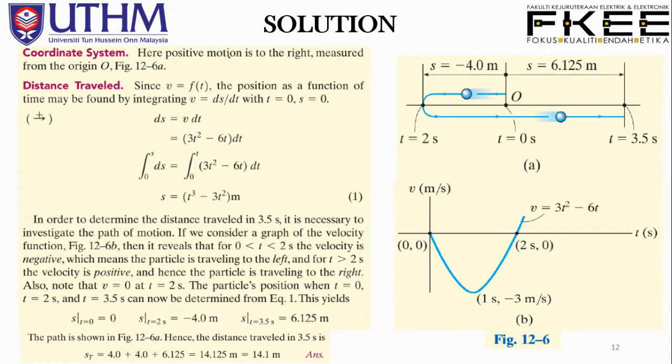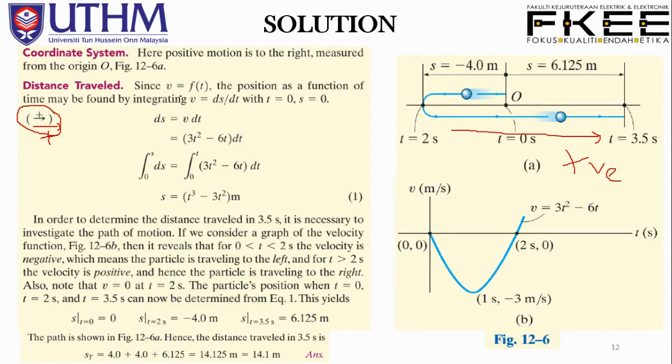Here, positive motion is to the right, measured from the origin O, figure 12.6a from here. This means it's moving to the right, which is the positive direction. Okay, or we can simply denote it at the beginning of the solution. So to the right means positive.